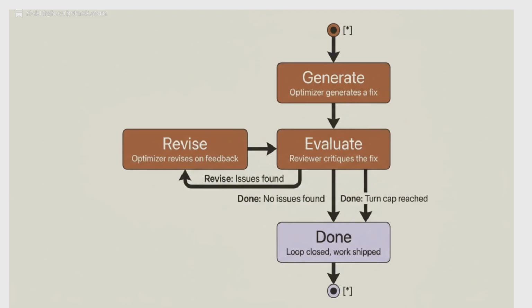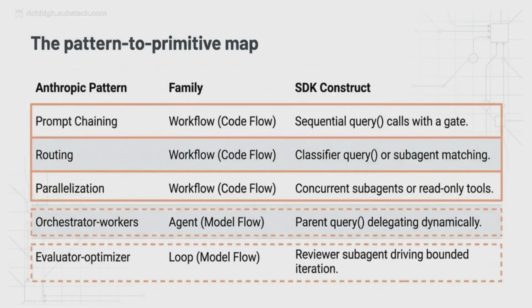Here is the whole mapping in one view. Each pattern, the SDK construct that implements it, and which family it belongs to. Prompt chaining is a workflow built from sequential query calls with a programmatic gate between steps, or expressed as a multi-step skill. Routing is a workflow built from a small classifier call that picks the model or prompt, or from subagent description matching that lets the model route by delegating.